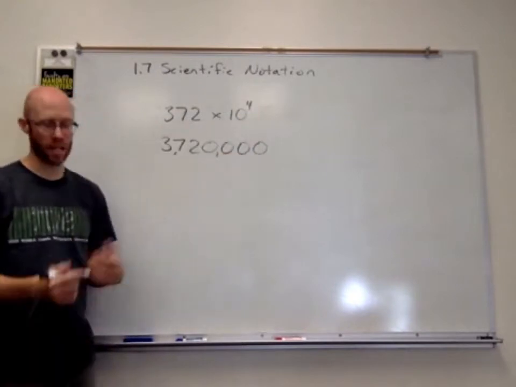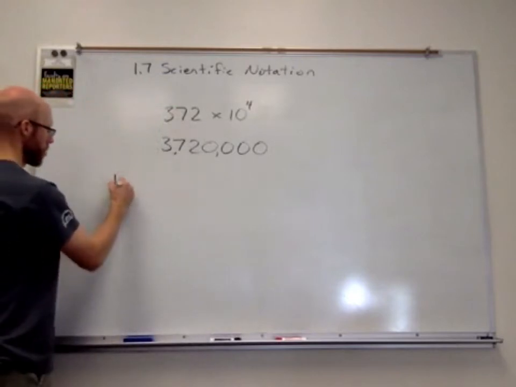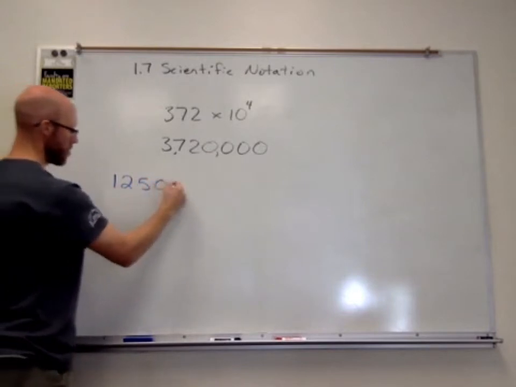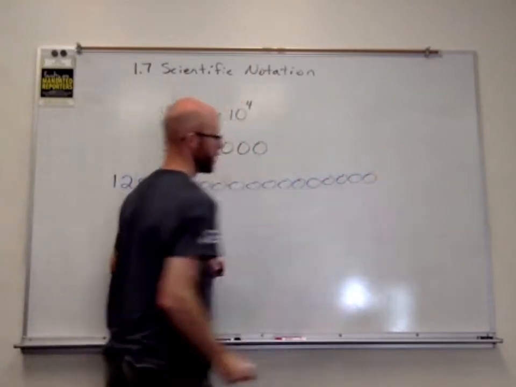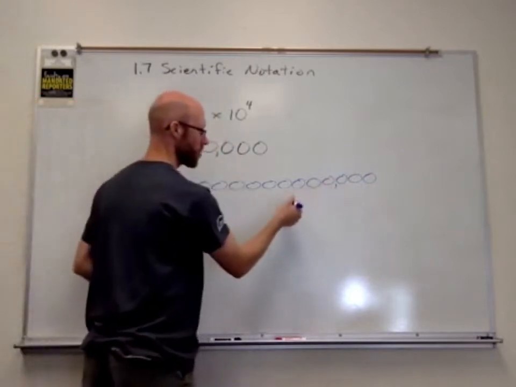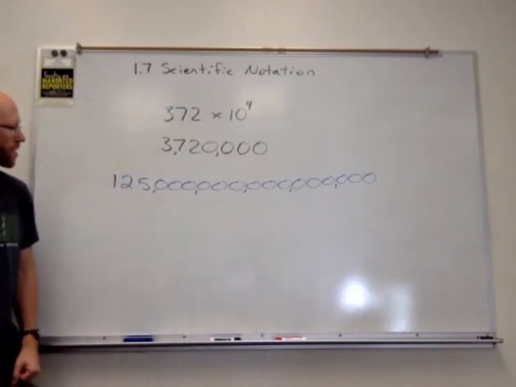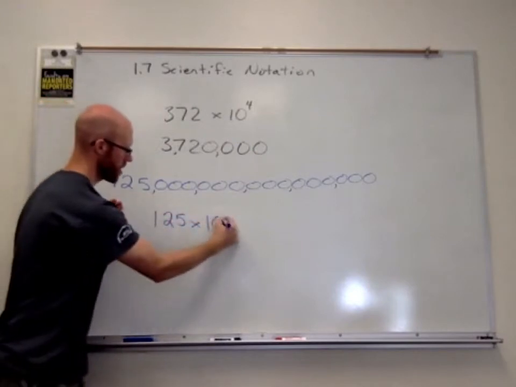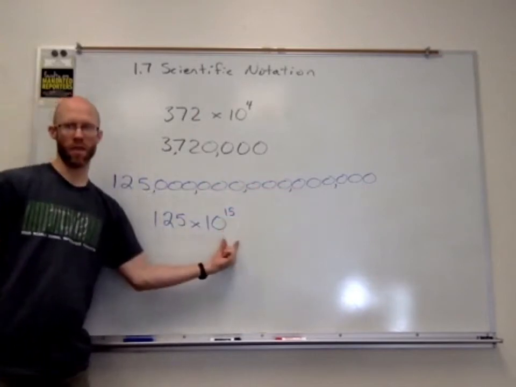So if I needed to write out a number that had like 20 zeros, like 1, 2, 5, followed by a bunch of zeros, I don't know how many that is, I just made a bunch of them. So I'm going to group them in groups of 3 to count them: 3, 6, 9, 12, 15 zeros. So that would be 125 times 10 to the 15th. Those 15 zeros give me the 15 power.